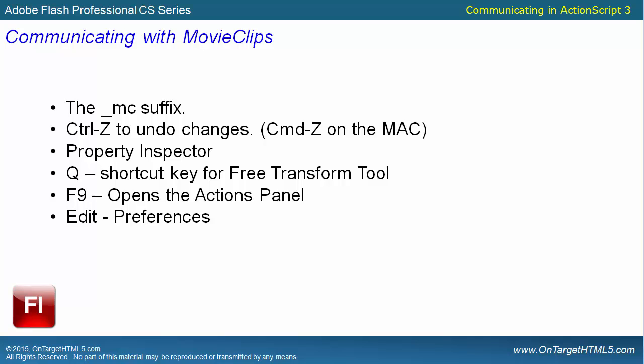Q is a shortcut key for the free transform tool. I tend to just select it off the toolbar because I keep that toolbar docked on my left-hand side. But again, if you don't have your toolbars docked and you want to get into the free transform tool, you can use the Q key as a shortcut. F9 opens the Actions panel in Windows. Command F9 opens the Actions panel on your Mac.